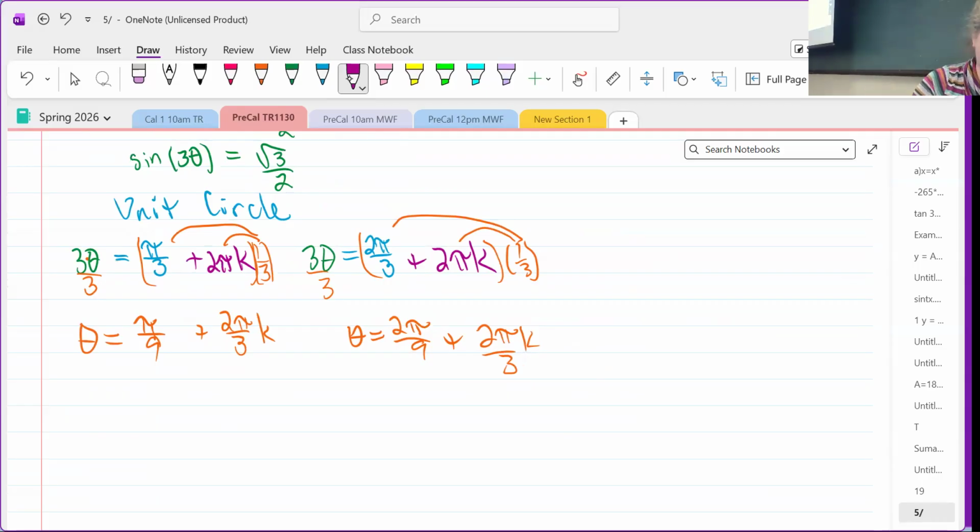So now to produce our list of answers, we have to pick k values. Now, since it was a 3 theta, we're going to choose 3 k values. We're going to start with k equals 0. And then we're going to do k equals 1 and k equals 2. So we have 3 total k values.